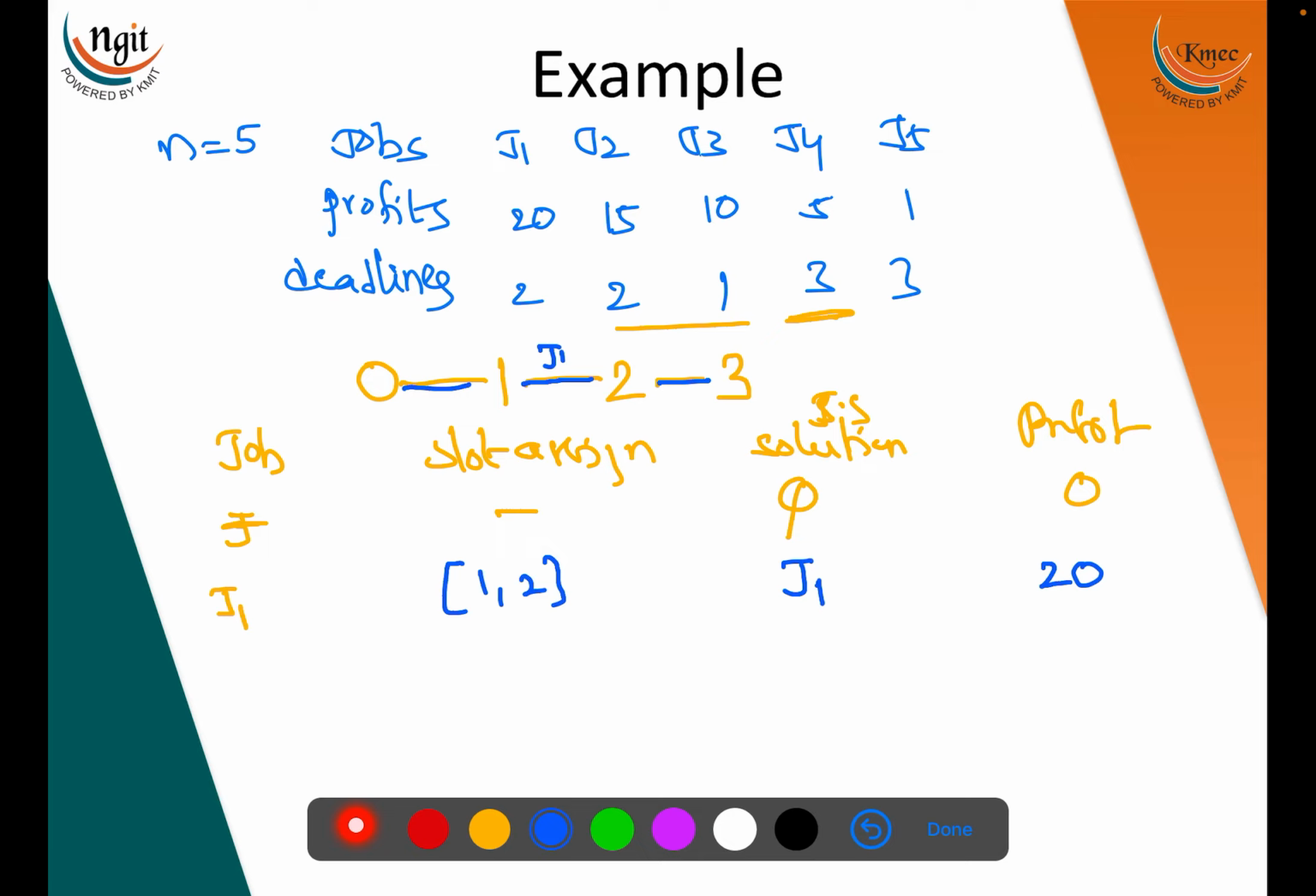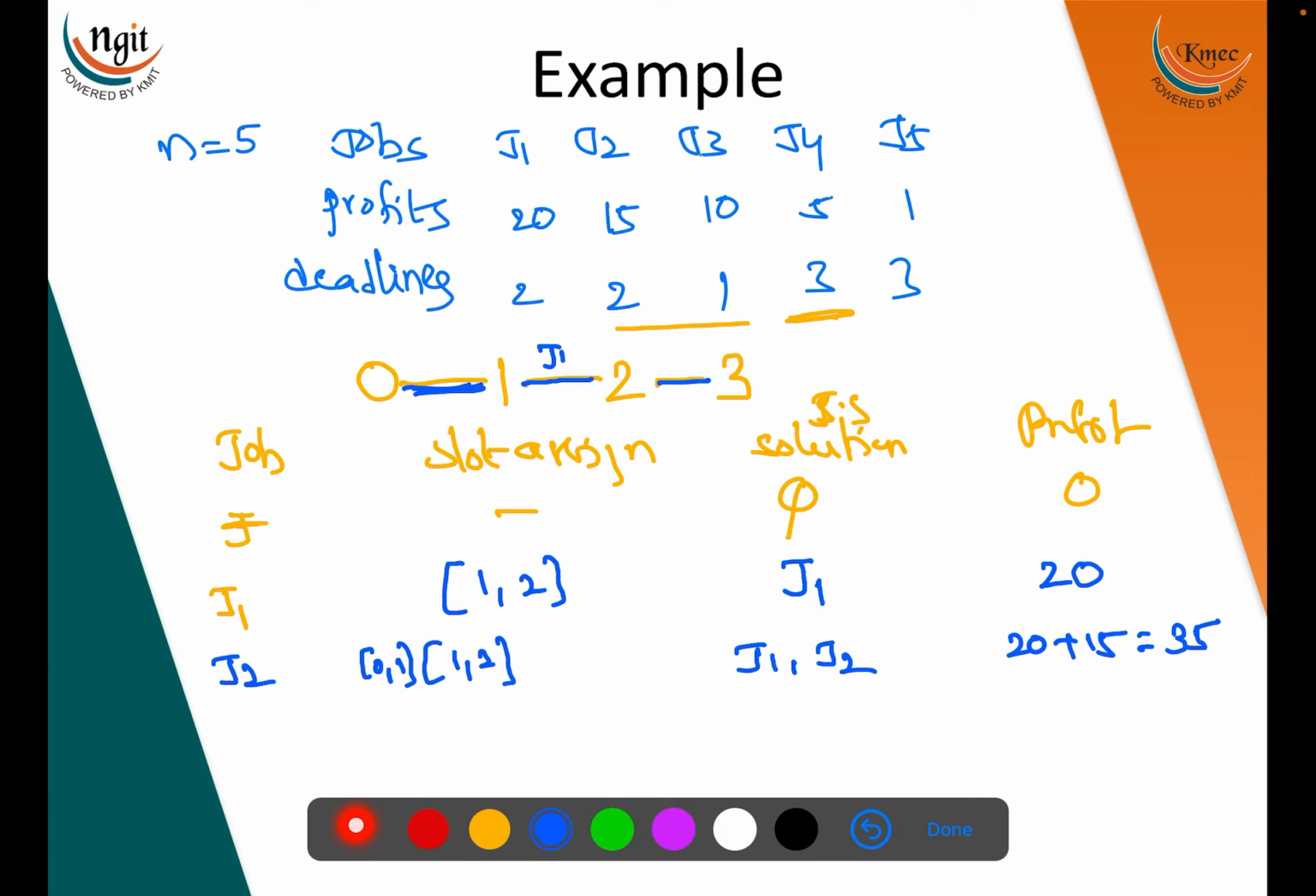Now next, the other slot is empty. I can use it for other jobs, that is J2. Already 1 comma 2 is taken, so before that the empty slot is 0 comma 1. So I am taking 0 comma 1 and 1 comma 2. Now the job sequence is J1 comma J2. Now the profit is 20 plus 15 equal to 35.